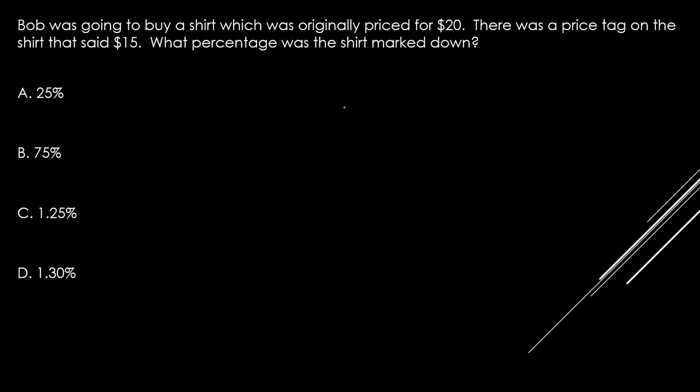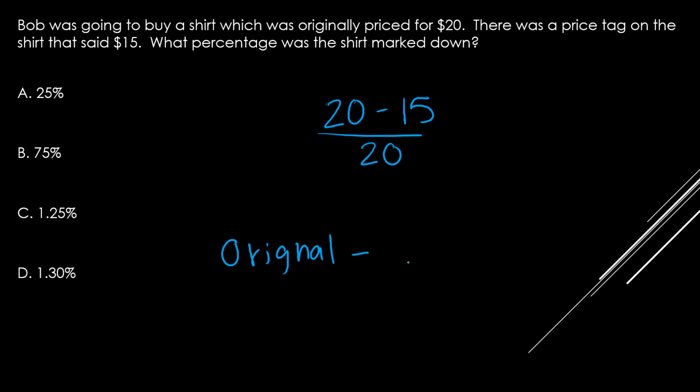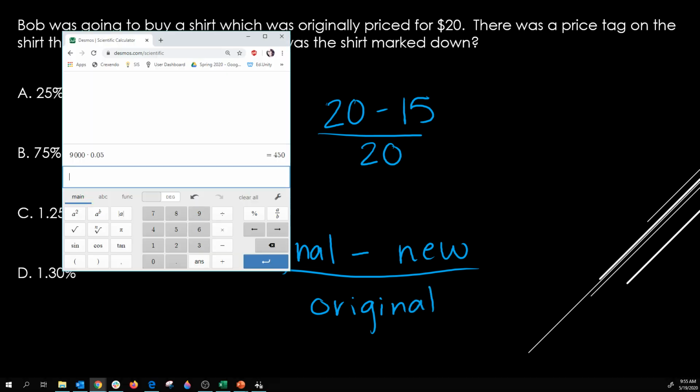The other way we could do this is do 20 minus 15, divided by 20. So what we're doing here is original price minus the new price, all divided by the original. Okay, and we can type this into Desmos exactly the way we see it. If I hit that fraction button first, I can do 20 minus 15 and divide that by 20. And when we do that, I get this 0.25.